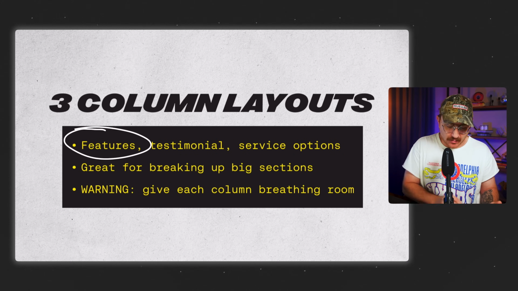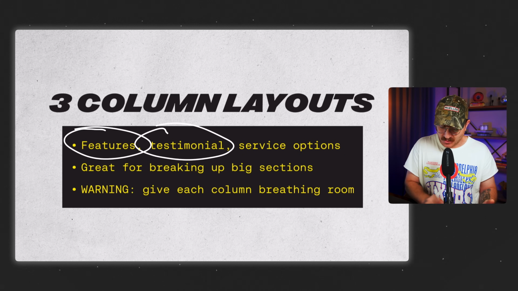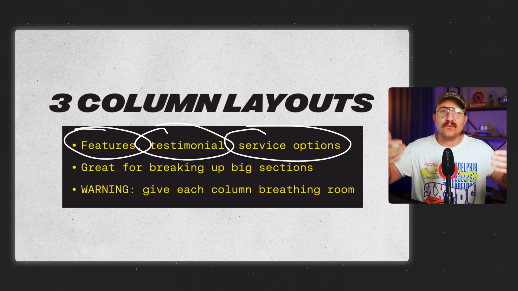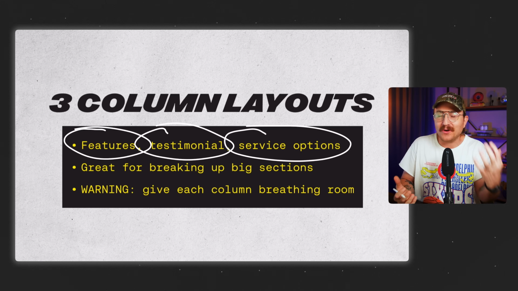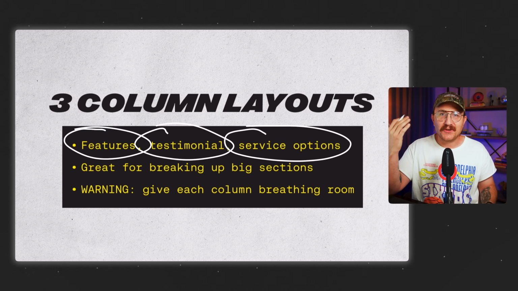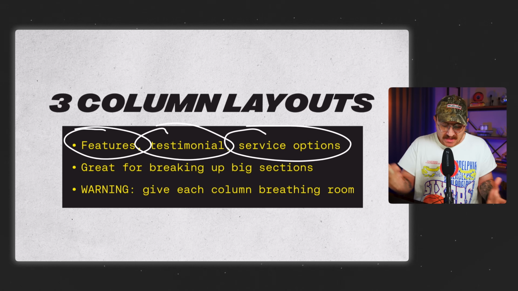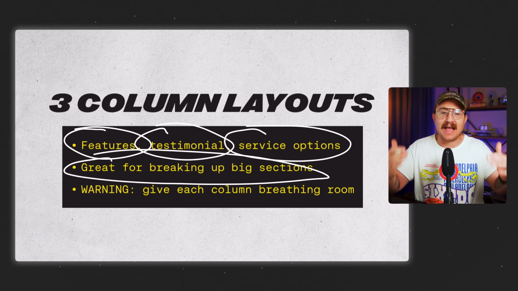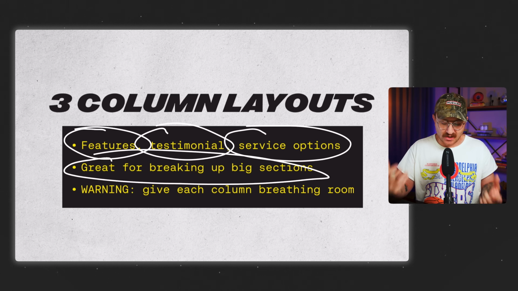3 column layouts are great for showing 3 distinct ideas side by side. So you might use them for like comparing different features, or even having testimonials or service options, or even a list of payment options or a list of subscription models, right? You've got your entry level model, and then you've got your middle tier, and then you've got your higher paid tier. They're great for breaking up big sections. So if you ever have a section that has just a lot of content, this is going to be perfect for that type of scenario.